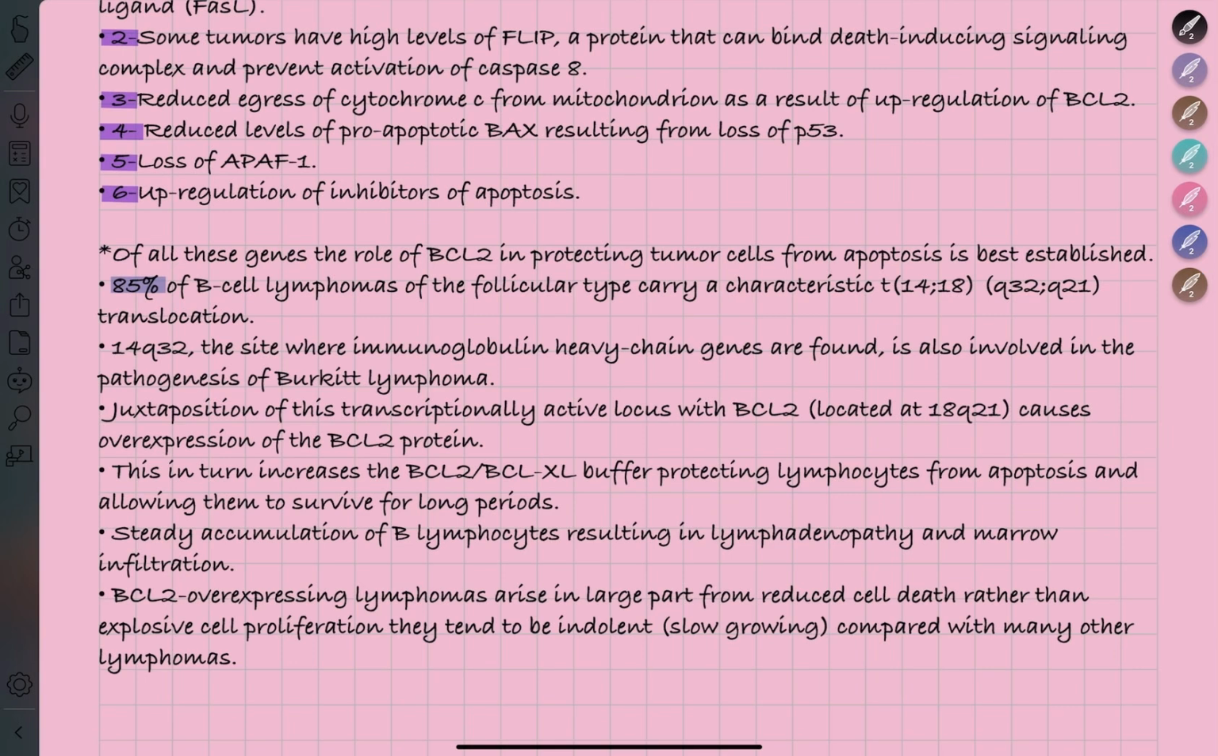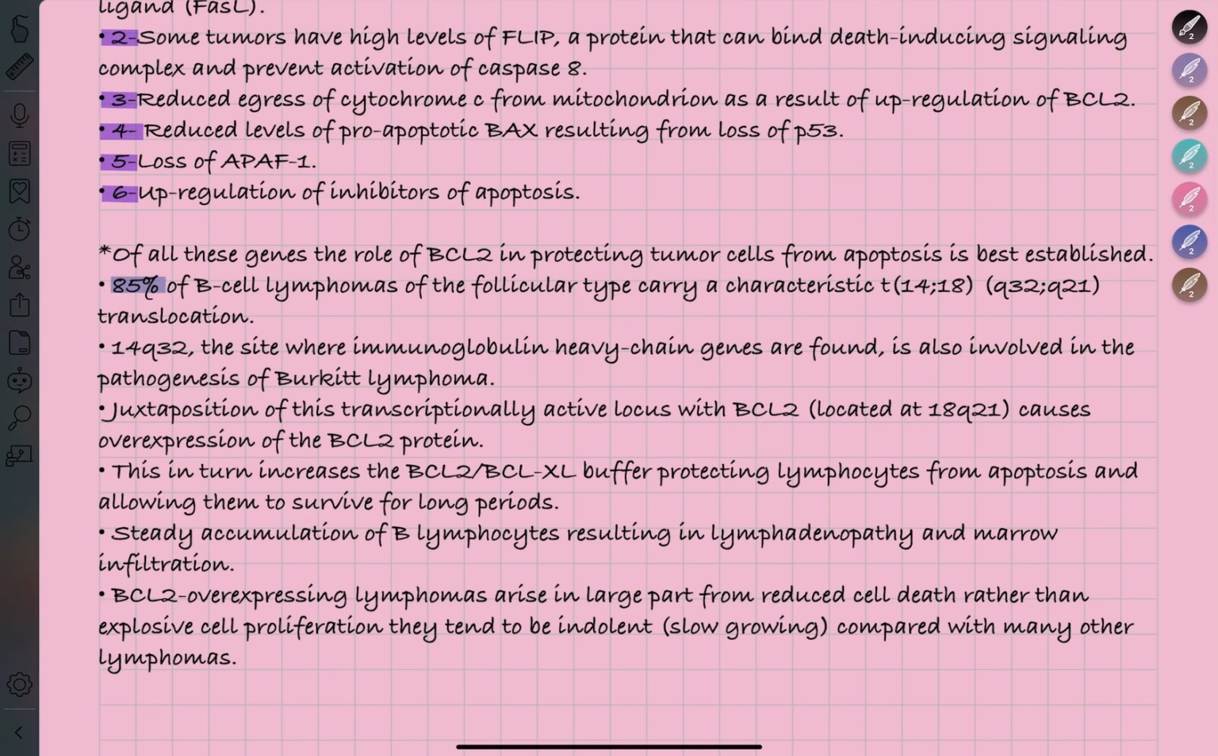Anyways, juxtaposition of this transcriptionally active locus with BCL2 that is located at chromosome 18, position 21, causes overexpression of the BCL2 protein. Just how we mentioned a couple lectures ago about the fusion genes and translocation. Basically, there will be overexpression of the BCL2 protein. Okay, it's a really simple concept. The BCL2 is going to be overexpressed. Why did it get overexpressed? Because of this translocation.